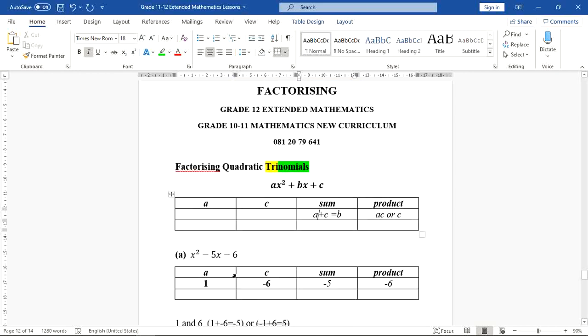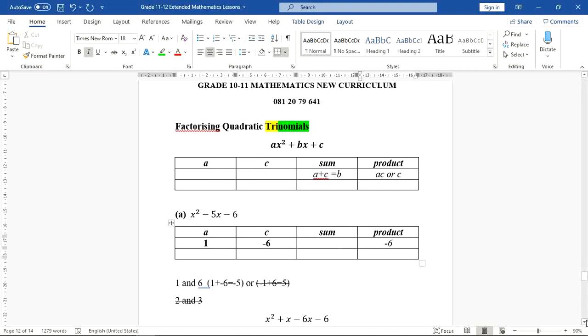Now, let us look at this. Let us look at the first one here. I have x squared minus 5x minus 6. So I know for sure that this is a quadratic trinomial. Why? Because I have x squared, and then I have minus 5x, so this is exponent 1, and this is my c. So I can say that a is positive 1 because there's an invisible 1 in front of x squared. Then the c is negative 6. So if I multiply a times c, I'll get negative 6. Meaning that if I multiply 1 times negative 6, I'll get negative 6. So now I should look for factors of negative 6.